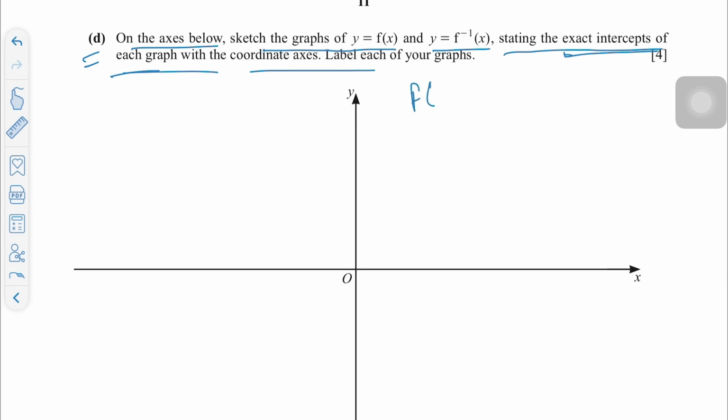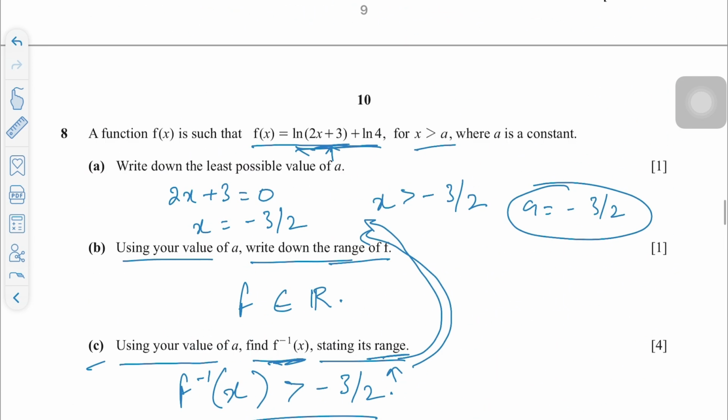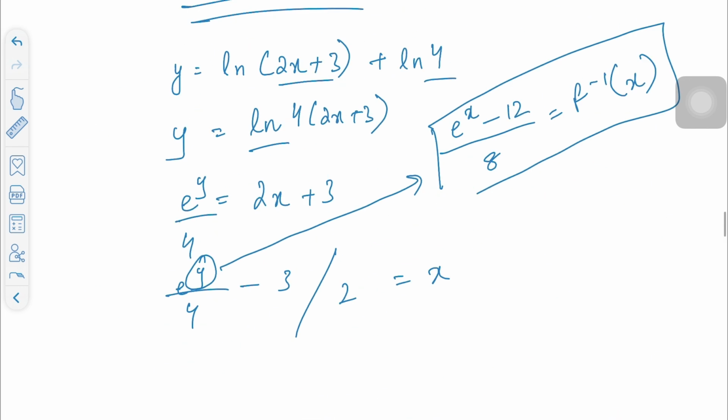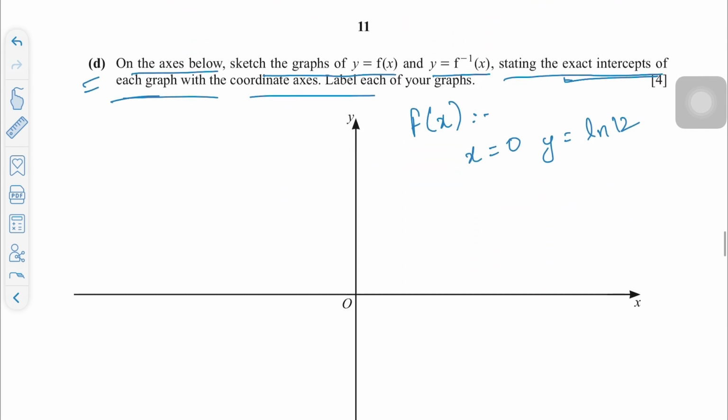So this is given as f of x. For f of x we can calculate, when we have x as 0, we will be having our y as ln 12. You can just see it over here. So this would be ln 3 and this would be ln 4. 4 and 3 would be multiplied, so this would be ln 12 finally, right?